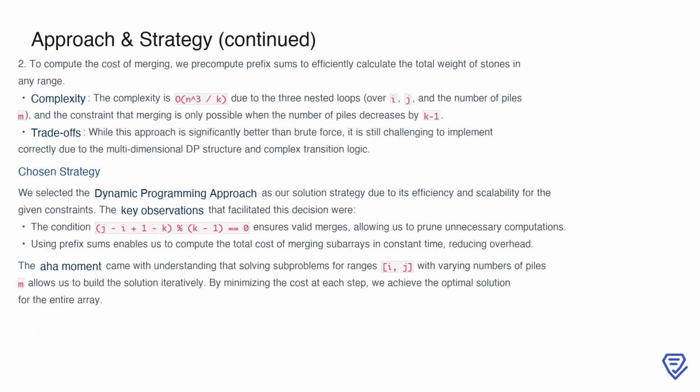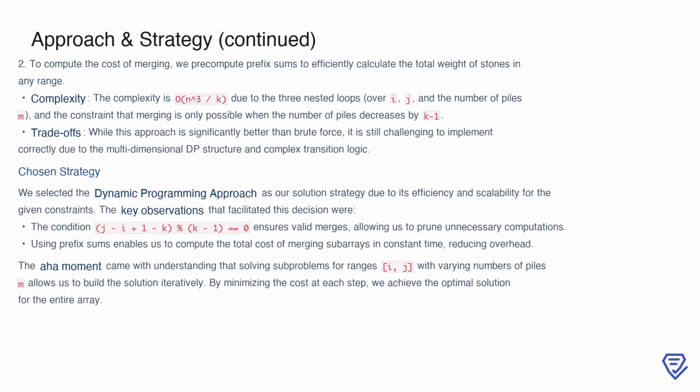Another crucial aspect of the dynamic programming approach is how we compute the cost of merging. To do this efficiently, we pre-compute prefix sums, which allow us to calculate the total weight of stones in any given range in constant time. This drastically reduces overhead during the computation process.